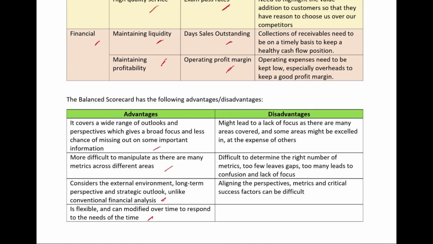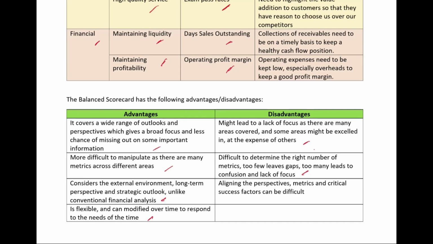Disadvantages though. One, it might lead to a lack of focus because now there's so many areas. So if you have 10 different KPIs, you might do very well in 4 of them, average in 2 of them, and poorly in 4 of them because you just don't have enough resources to focus your attention in excelling in all those areas, right? It can dilute your focus. So you might do very well in certain areas but ignore other critical areas. And it's always difficult to determine how many metrics are enough. If you have too few, there will be gaps and you might miss out on critical areas. If there's too many, there's lack of focus and confusion.